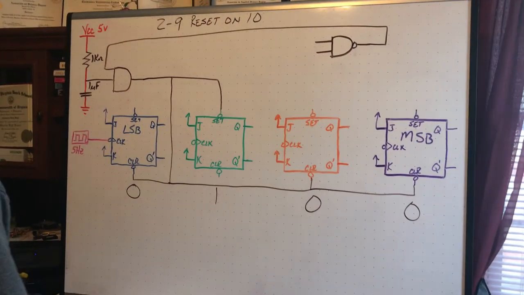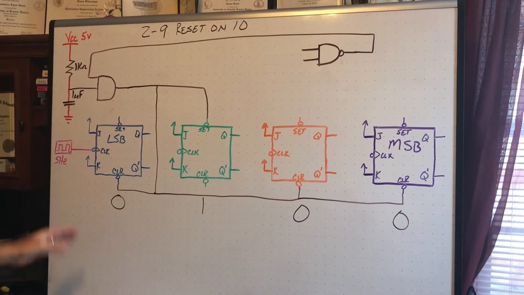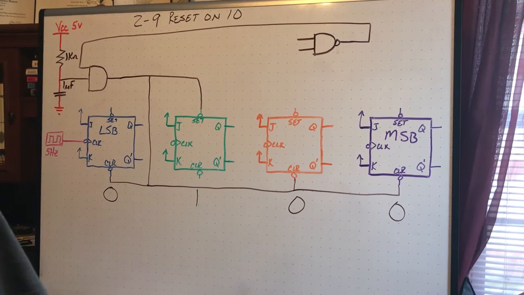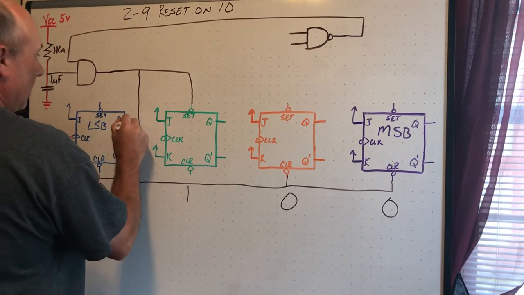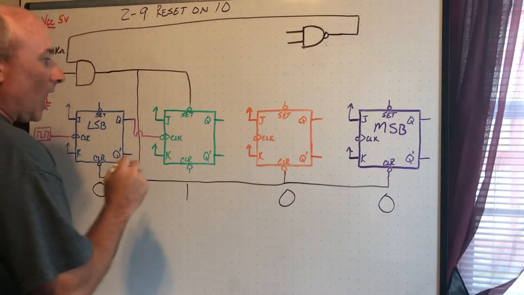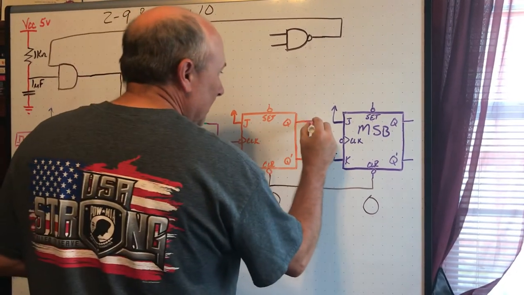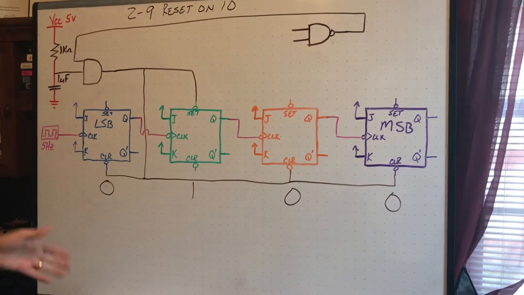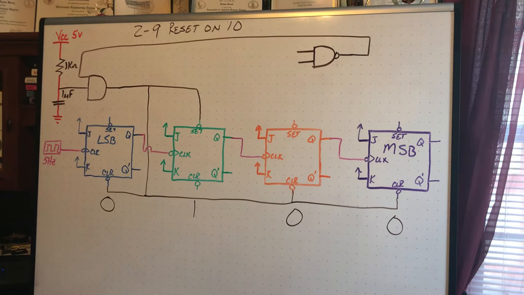I said it's asynchronous, which means they're not all going to clock at the same time. As you can see, I've got my clock going into my first one. How am I going to clock my other ones? I'm going to use the output of my previous flip-flop to clock my next flip-flop. So I'm going to daisy chain them all together like that.